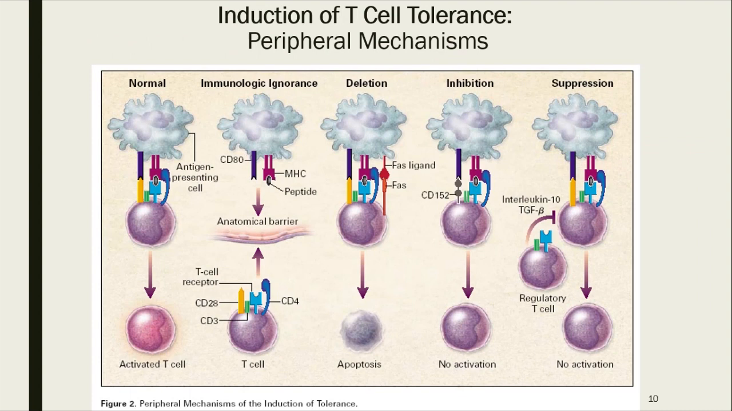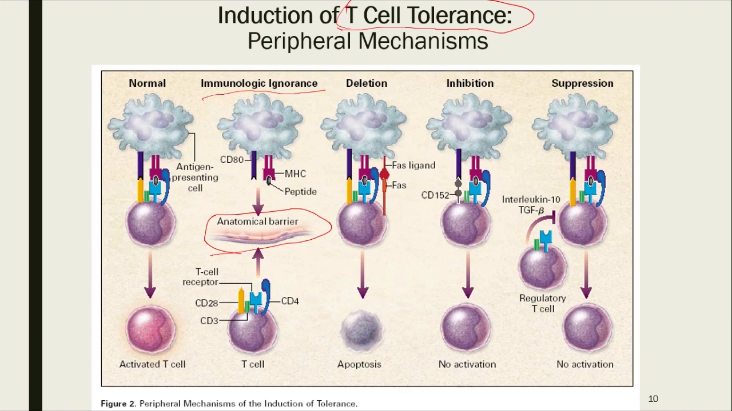Alright, here is the summary picture to include everything we talked about for T cell tolerance. We're still talking about T cells. Remember, this is a normal process where you have antigen presenting cells that interact with and activate the T cells. Now, the first mechanism is an anatomical barrier. This is immunological ignorance, and basically you block off the process.